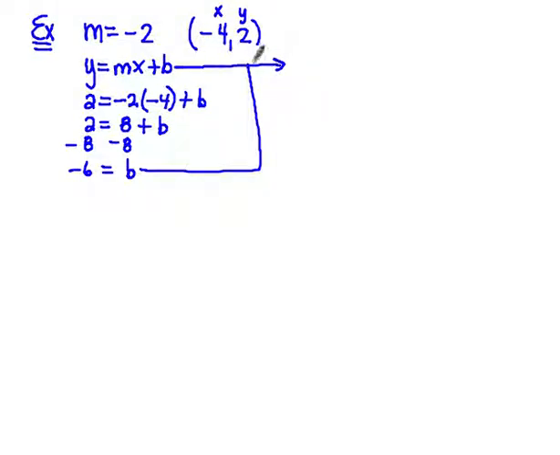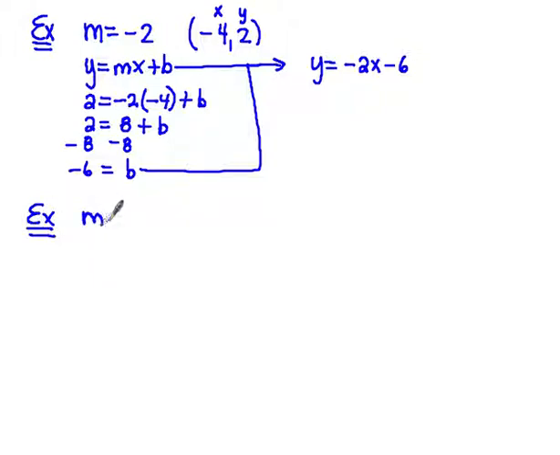We're going to use this y equals mx plus b. So we have y equals the slope -2x plus my b, which is -6. So it's just y equals -2x minus 6. All right, one more of those right quick.